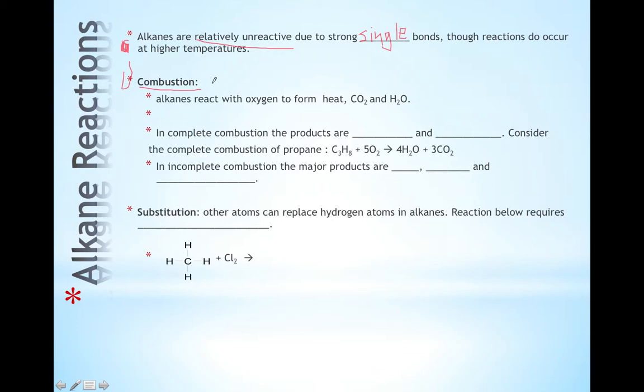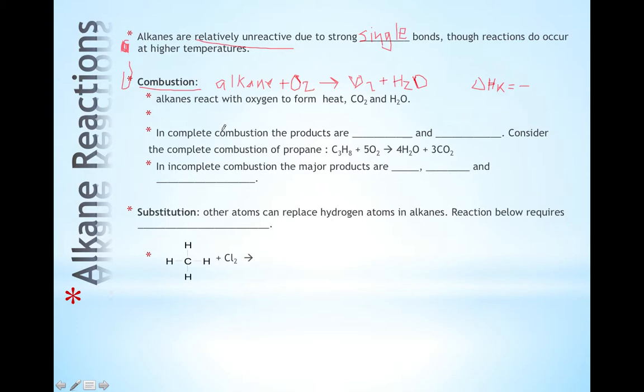So if you're looking at a question and you're trying to figure out what kind of reaction it is, if it's a combustion reaction, you will see alkane, always plus oxygen, giving you CO2, water, with a heat of reaction that is negative because it should be an exothermic reaction.